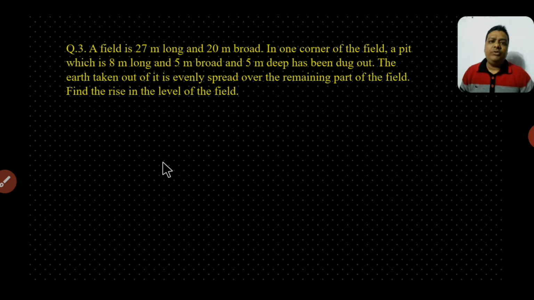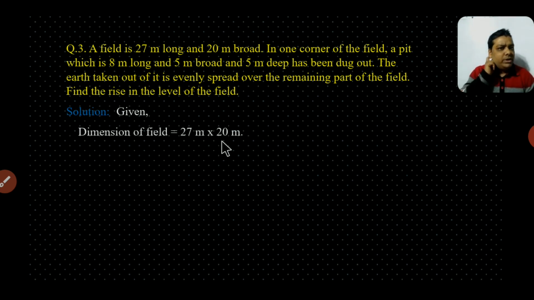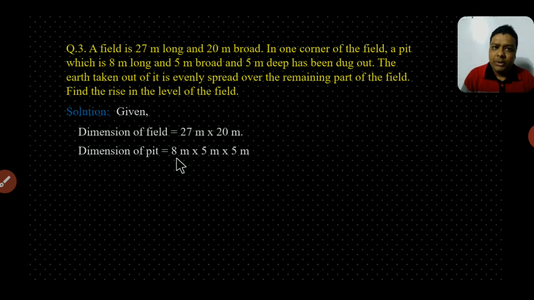Simply it is here that if you dig out the pit and some earth or some soil is taken out, then if this is spread out in the remaining part of the field, it means that the level of the field will clearly increase. It means it will form a cuboidal shape. So what we have to find? We have to find the rise in the level of the field. Okay, so let's see. At first, let's write what is given. So given value is what? That is dimension of field 27 meter into 20 meter, and dimension of pit 8 meter into 5 meter into 5 meter.